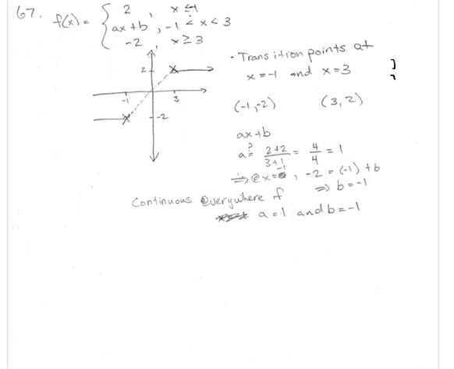For x less than or equal to -1, we have that f of x is 2. So that's all of these values. And then between -1 and 3, it's given by ax plus b. And we recognize that ax plus b is some kind of line, right? So it could be a horizontal line, or a line with a negative slope, or a line with a positive slope. At any point in the region between x equal to -1 and 3, some kind of straight line will be drawn there.